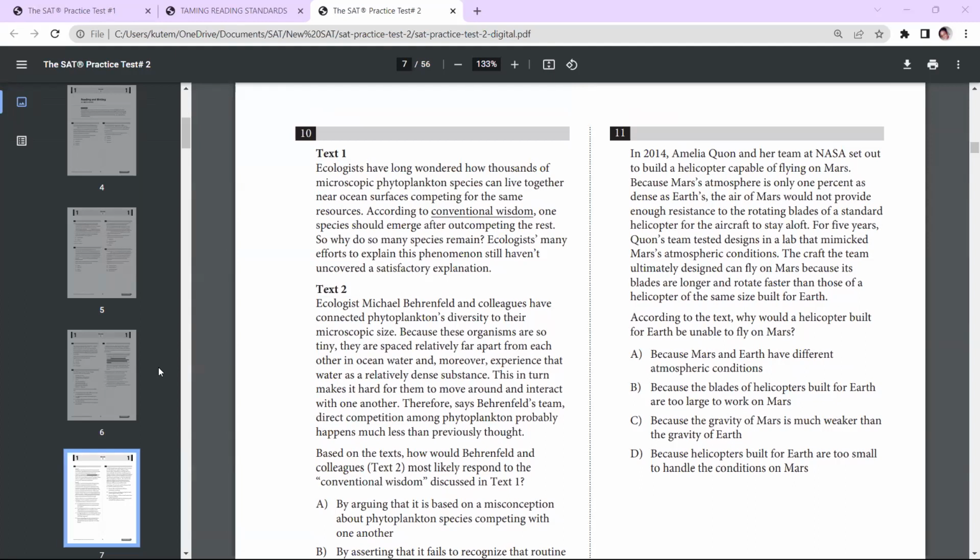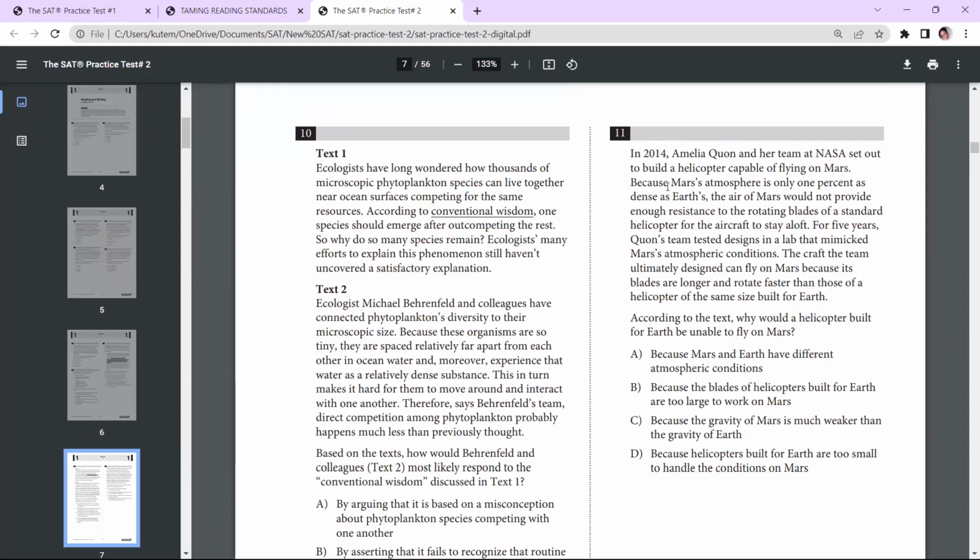Okay, so it says, in 2014, Amelia Cohn and her team at NASA, oh, sorry, I forgot to read the question. The question says, according to the text, why would the helicopter built for Earth be unable to fly to Mars? So something very, very specific. Why wouldn't the helicopter be able to fly to Mars? And we don't have any introduction at the top, meaning we don't need it. So that also emphasizes the fact that if you're given an introduction, you need it. There's a reason it's there.